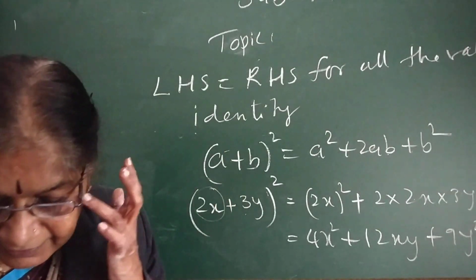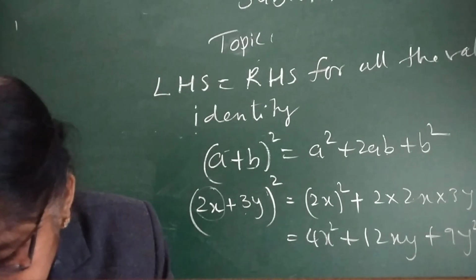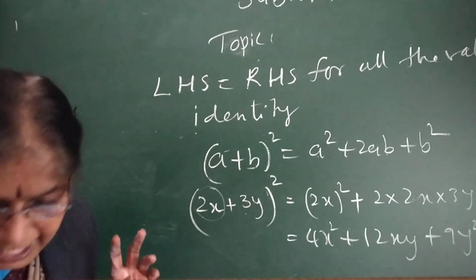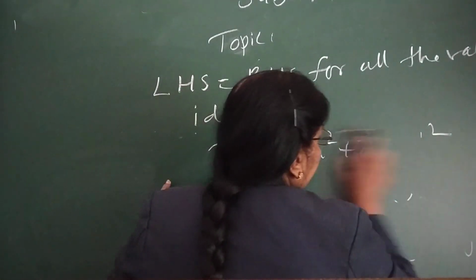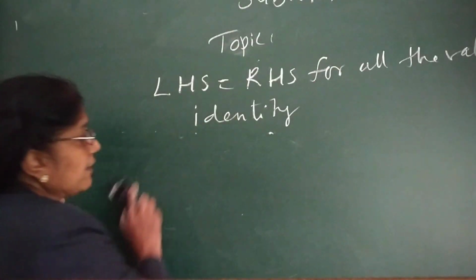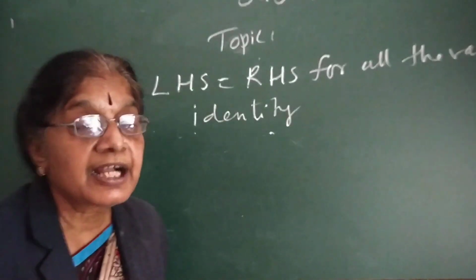For such statements, whatever values you substitute for a and b, it becomes true. That is, LHS will become equal to RHS. That is what is called an identity. So we came to know what is meant by identity: a statement where LHS becomes equal to RHS.